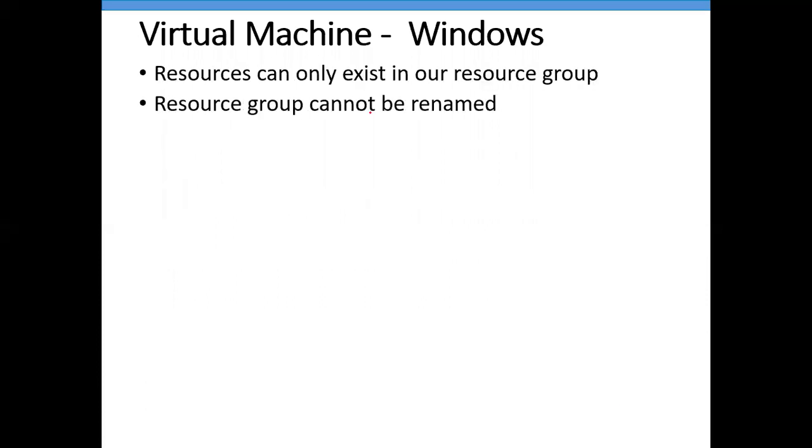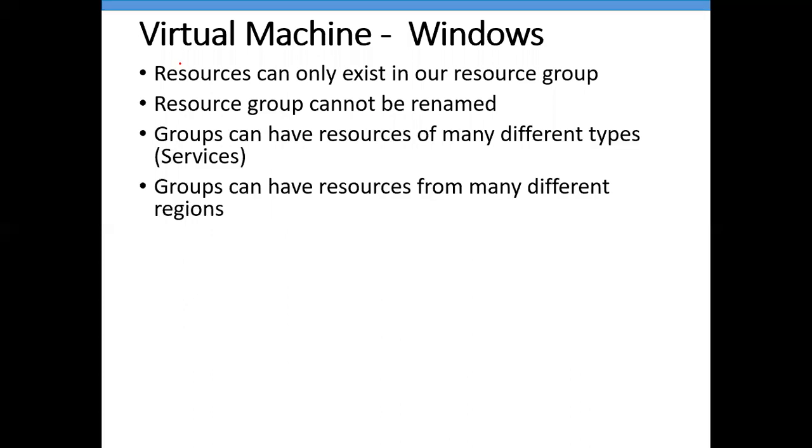Now, some important points, and might be interview questions also. Resources can only exist in a resource group. A resource group cannot be renamed. Groups can have resources from many different types. Different type means it can be a virtual machine, a storage account, or any other services we have in Azure, like backup or other services. Before we create a resource, the first prerequisite is a resource group. And this can be an interview question.